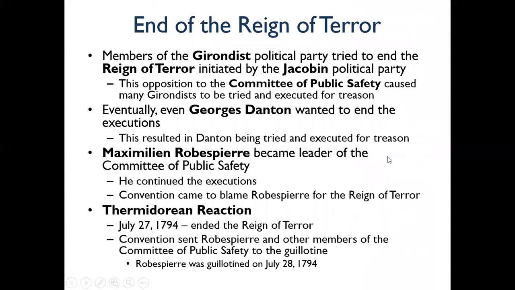And then comes the end of the reign of terror. That is, the members of the Girondist political party, what did they do? They tried to end the reign of terror. And how? They took the initiative against the Jacobin political party.